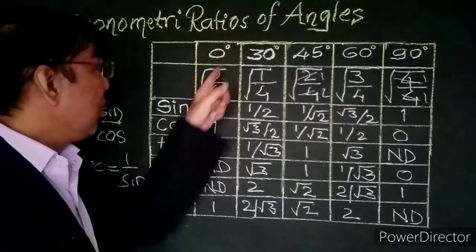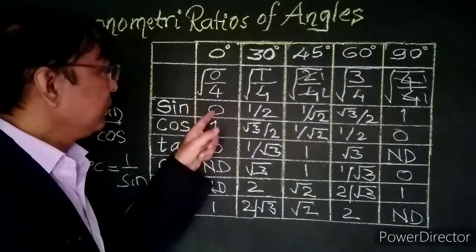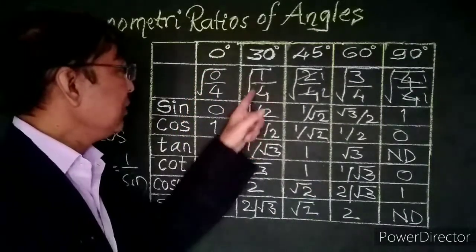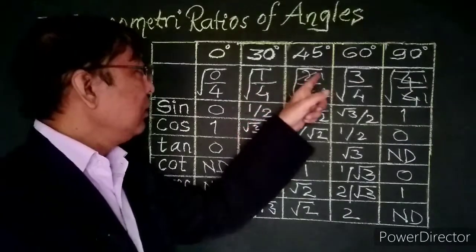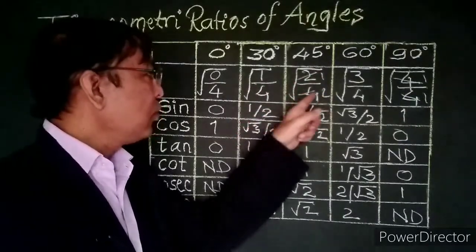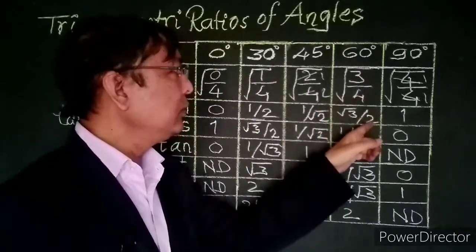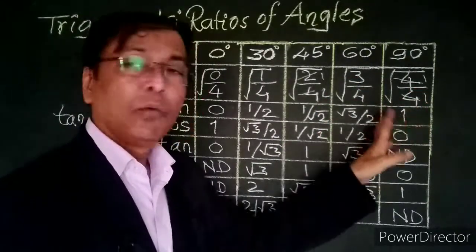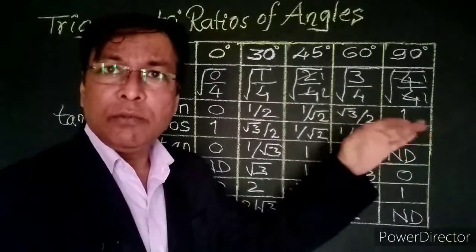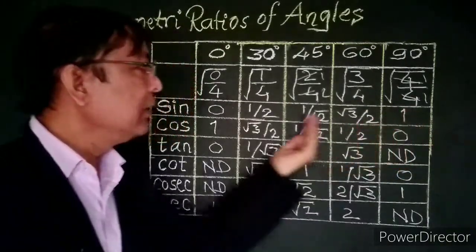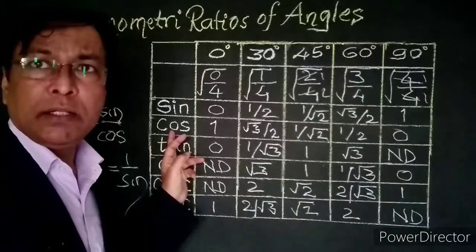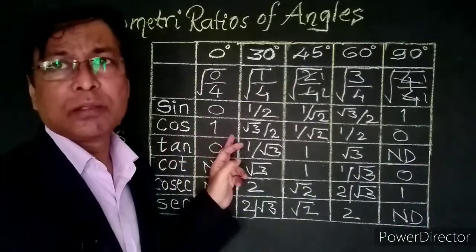That is, we got 0 upon 4 means 0. Square root of 1 is 1. Square root of 4 is 2. Square root of 1 is 1. Square root of 2 as it is, square root of 3 as it is, square root of 4 is 2, square root of 1 is 1. We got sine values. Just by reversing the sine values, we obtained the values for cos.